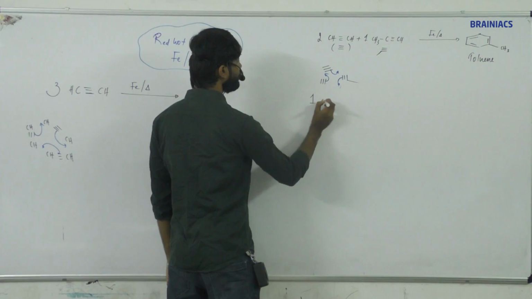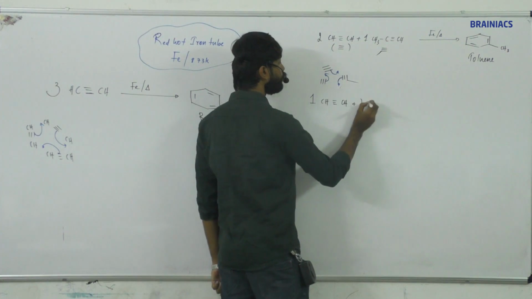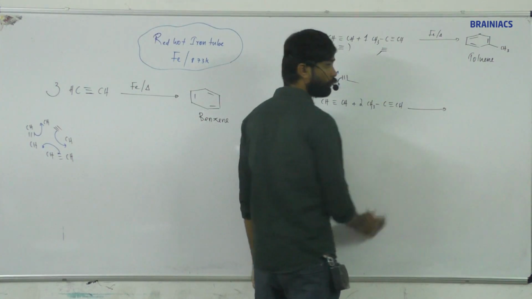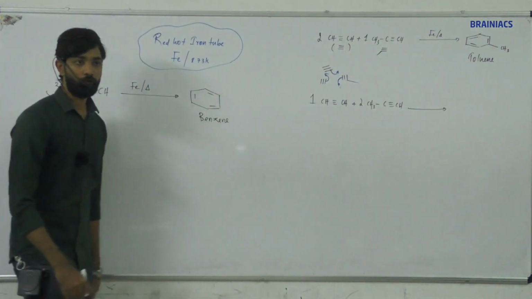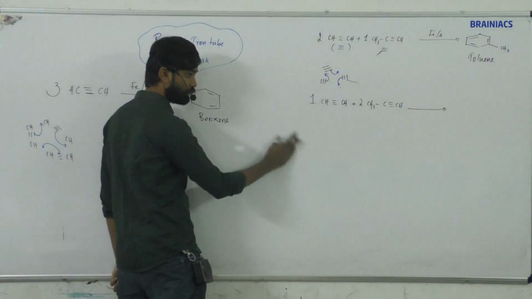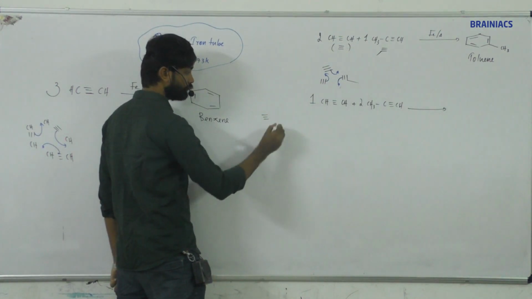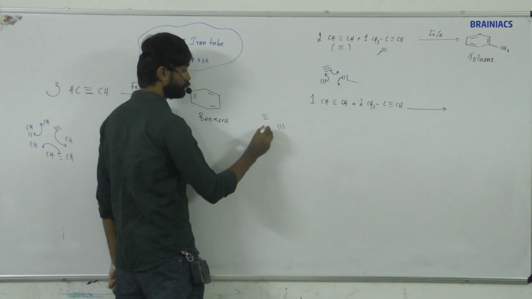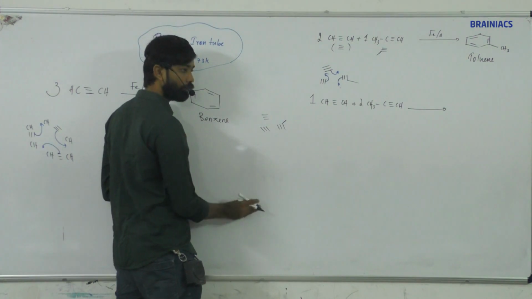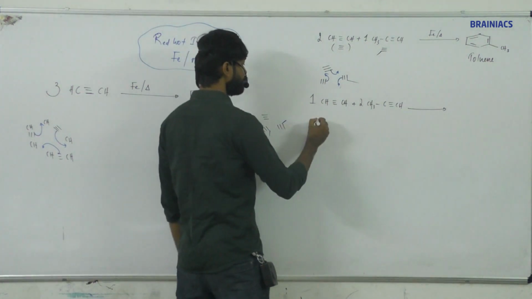If I have one equivalent of acetylene and 2 equivalents of propyne, you know what happens? We obtain ortho, meta, para xylenes. You have 3 possibilities. Only 1 equivalent of acetylene with 2 equivalents of propyne. This is the first chance. Second chance.